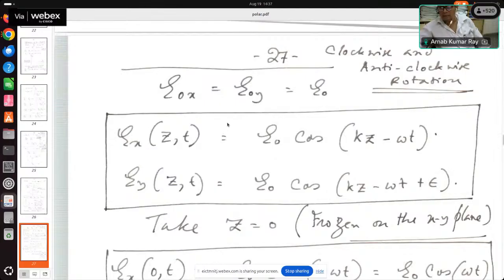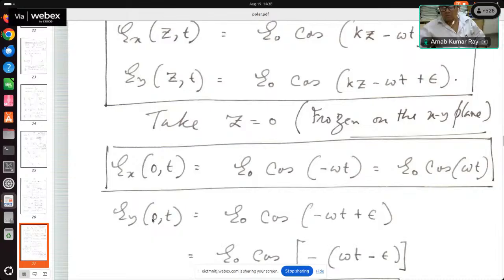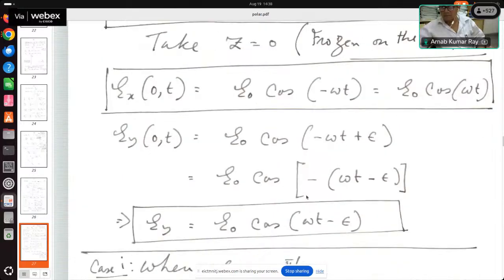So we choose the xy plane. On the xy plane, the z coordinate has the value 0. Then the first term in the phase will vanish, and we are left with Ex equal to E naught cos(minus omega t), which is also E naught cos omega t. And Ey at z equal to 0 will be E naught cos(minus omega t plus epsilon), which equals E naught cos(omega t minus epsilon). Again, the minus sign is killed because cosine is an even function.